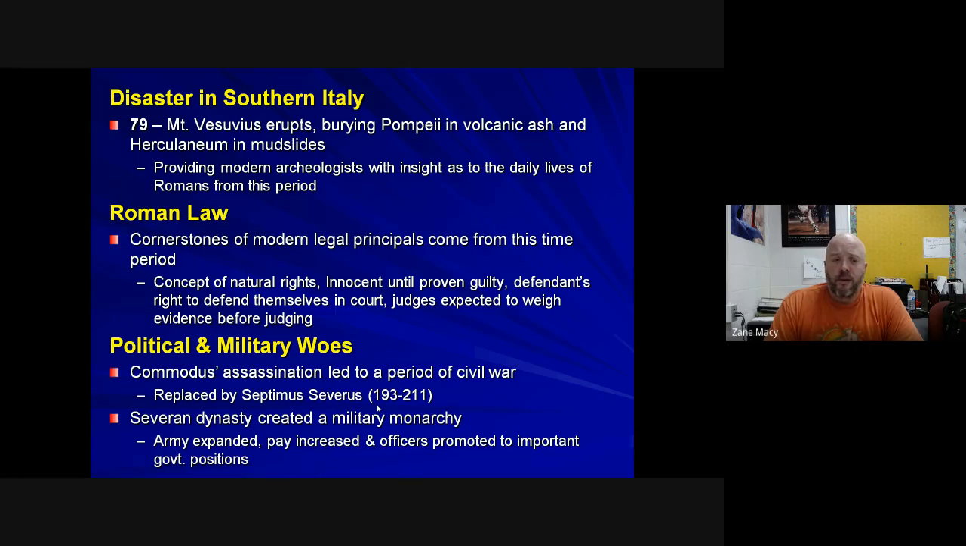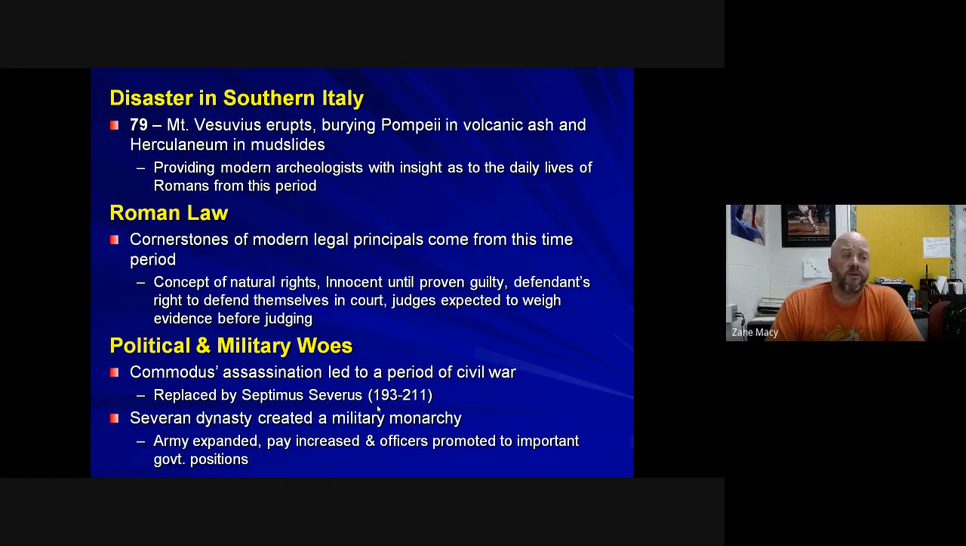In terms of Roman law, you see a lot of modern legal principles that are coming from this time period, which of course the Romans had always put a great deal of emphasis on the study of law, even back in the Republican period. But as things progress, as things evolve, in the early imperial period, you start to see a lot of legal principles that we still, to some extent, use to this day.